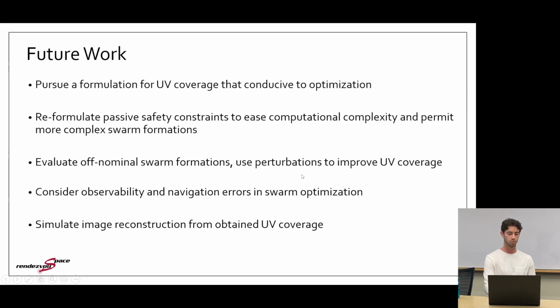Another item is evaluating off-nominal swarm configurations, because we evaluated UV coverage only in the two-body problem, whereas J2 perturbations can actually improve your measurement sampling distribution because they change the orientation of the spacecraft. But finally, I really wish I had images to show you where we simulated image reconstruction from the measurement sampling, but that's going to be left to future work. So that was a long rundown, but that is all I have. I would appreciate some questions.